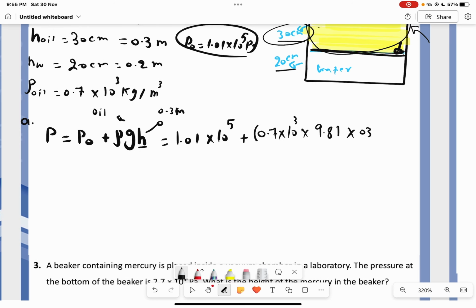It says on the surface of the water, careful. So calculate all of this, and you will get what? You will get P, which is equal to 1.0306 times 10 to the power of 5 Pascal. Okay, this is the absolute pressure or the pressure at the surface of the water.